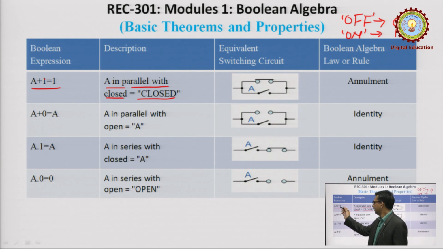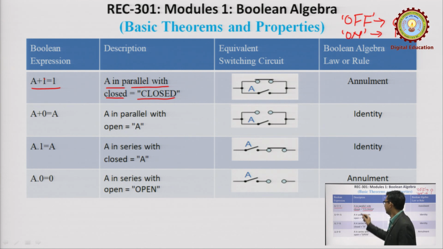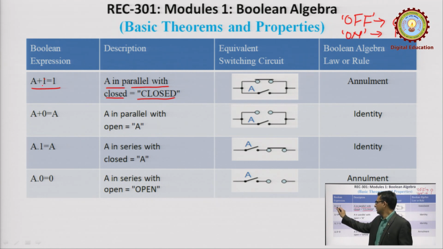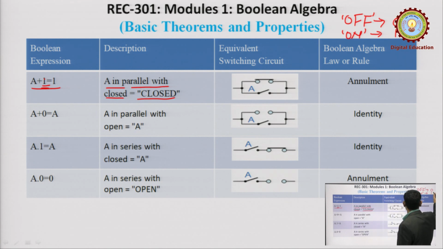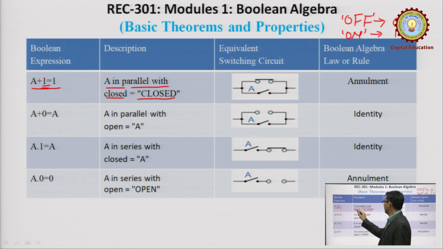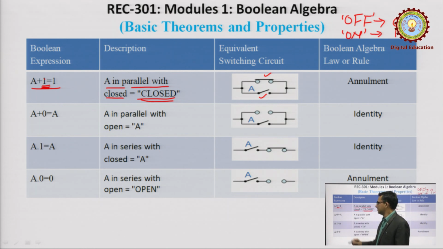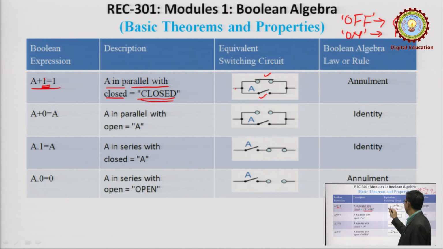A or B. So, A or 1. So, A plus 1 is equal to 1. Why? Because A in parallel, the plus sign gives the information that A is parallel with another switch which is in the state of 1, and 1 I have considered as on. So, A in parallel with a closed switch means an on switch. From here we can see this is a switch A and this is another switch which is in the on state. We do not know its name, but we know its state, and this is closed.